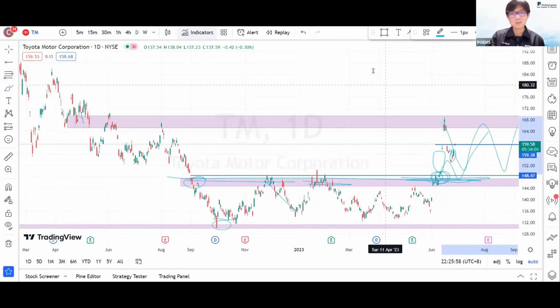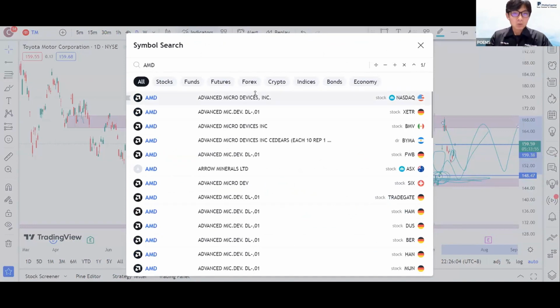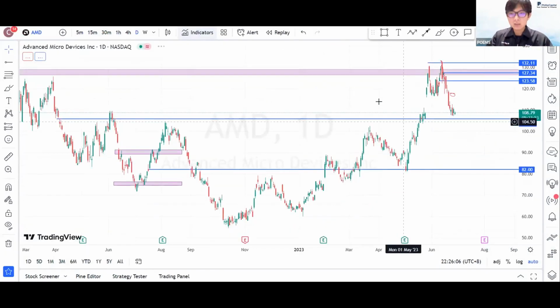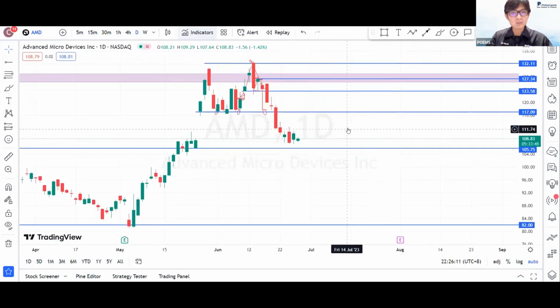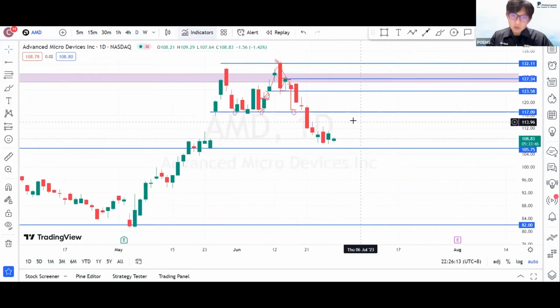You will see this range area being formed. Okay, so this is for TM, Toyota Motors. Then AMD. I think AMD we did explain. I did have this talk before, right? The previous session. So we just look at it also. All these lines were drawn in the previous session.